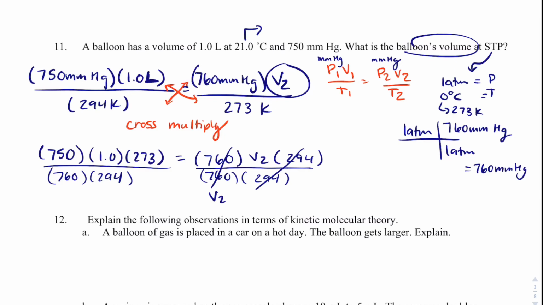And V2, let's see what that ends up being. 750 times 1, which I don't really need to do, times 273, divided by 760, divided by 294. And when I do this, I get 0.916, and I need to make sure I put liters on there.